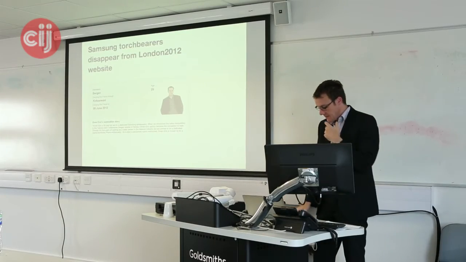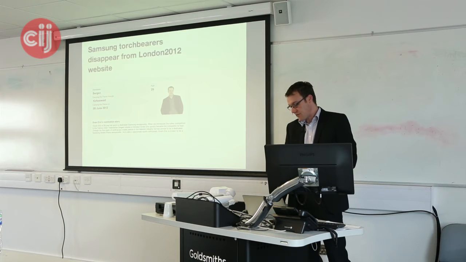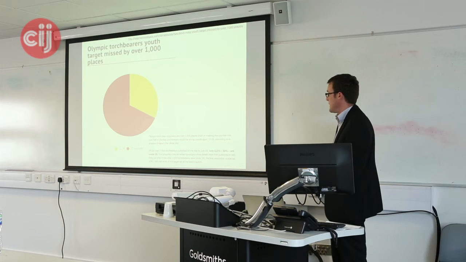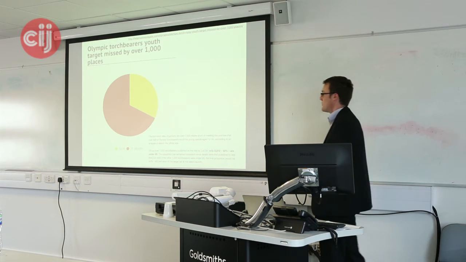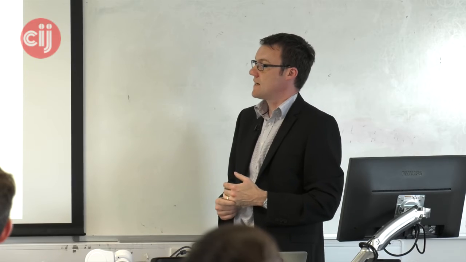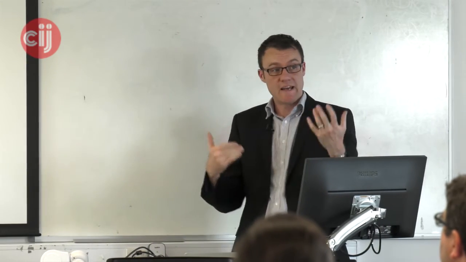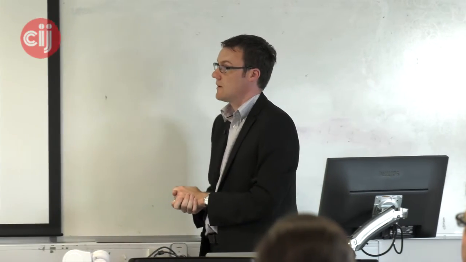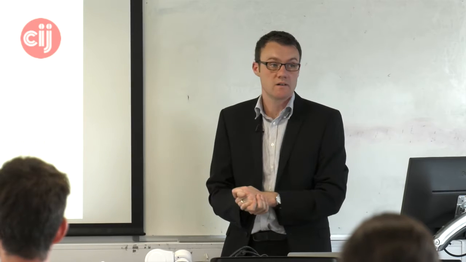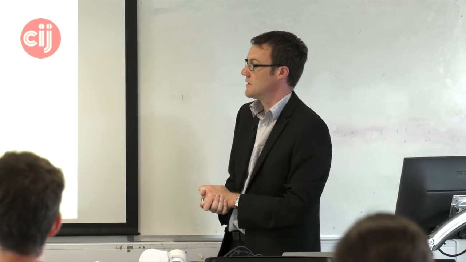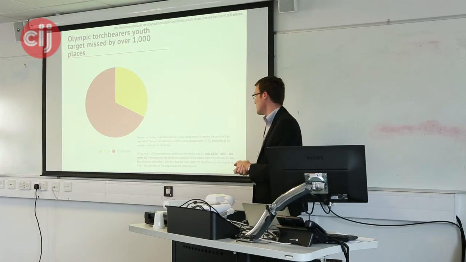And then, of course, you can quantify things as well. So if we've got 7,000 stories, which is what we ended up with in the end, we can start to say, okay, you promised that half of these torchbearers would be aged 12 to 24. This was a celebration of youth. Because I've got the age of every torchbearer, I can actually say how many were aged 12 to 24. And it was far from half.